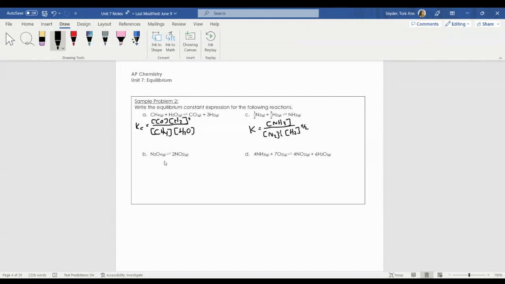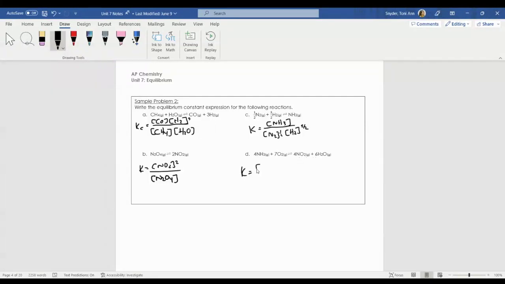This one we actually did before on that first page. So if I was to write my equilibrium constant expression for that nitrogen example, concentration of NO2 squared over my concentration of N2O4 to the first power, okay? I got a lot of coefficients for D, but that doesn't necessarily make it any more difficult.